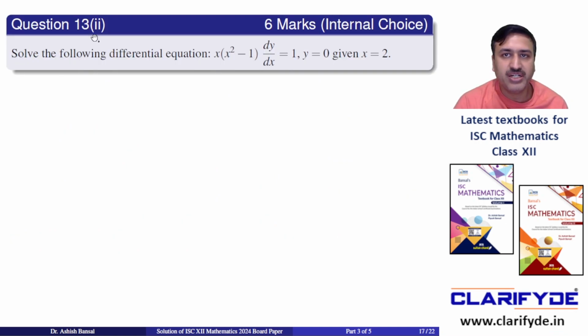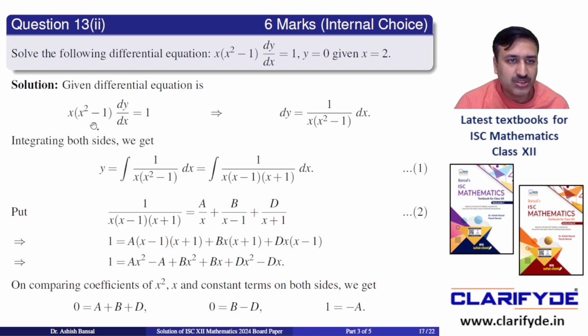Question number 13, second part, it's the second part of this question of the internal choice. It says solve the following differential equation, and we are given that y equals 0 at x equals 2. So the given differential equation can be expressed with the variables separated, and we can write dy equal to 1 by x square minus 1 dx.